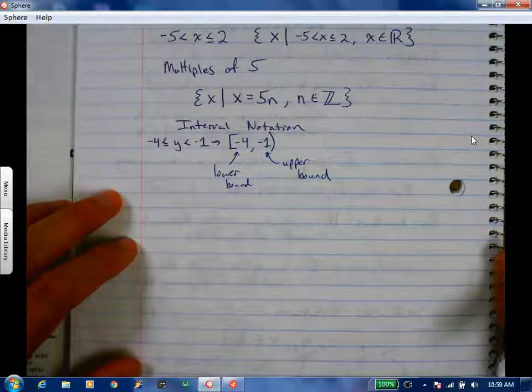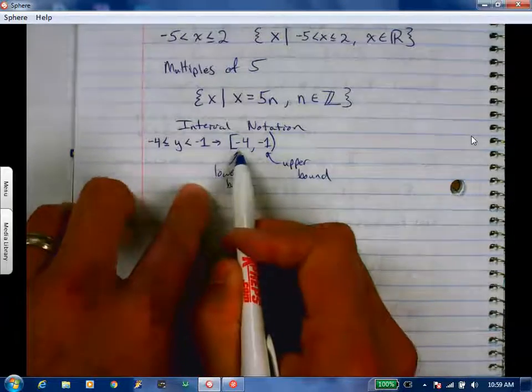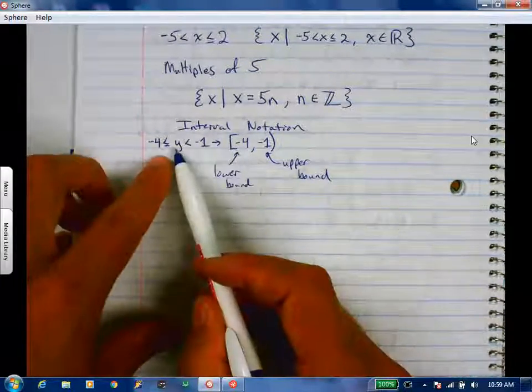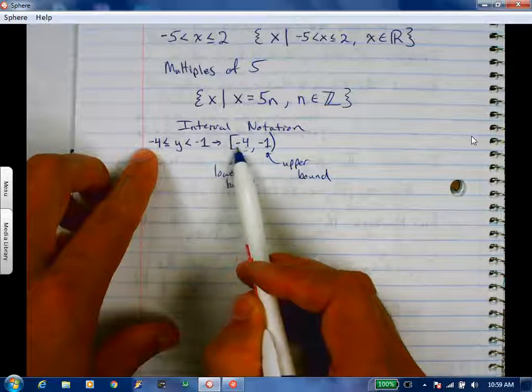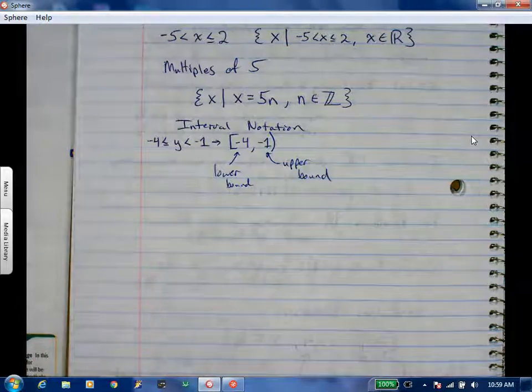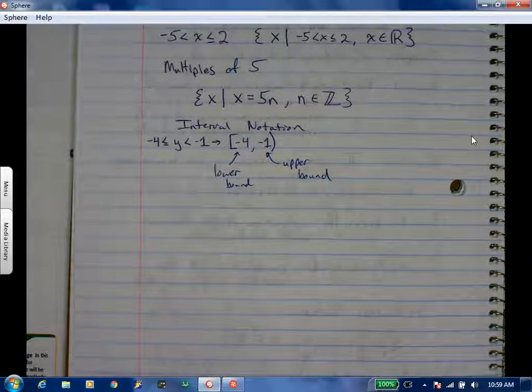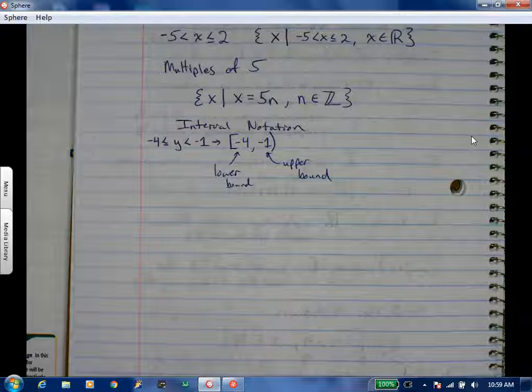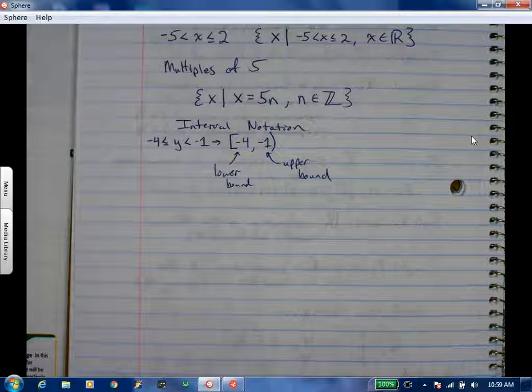The bracket represents when you can equal a value. So since y can equal -4, we're going to use a bracket. Parenthesis is when you can approach a value, but you cannot equal it. So since y is less than -1, you can approach -1, you get closer, closer, closer, closer, closer to it. But then you can't actually get there. What's the closest number to -1? That is -1.